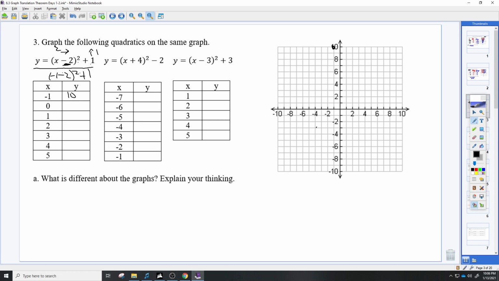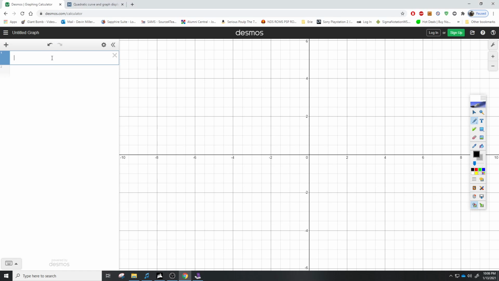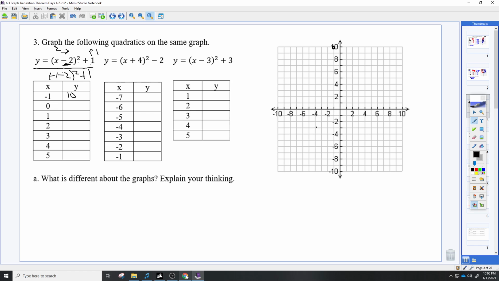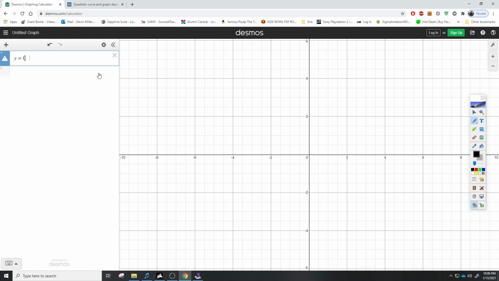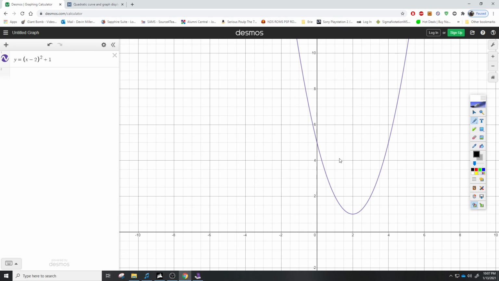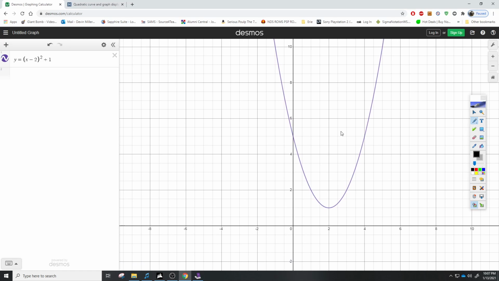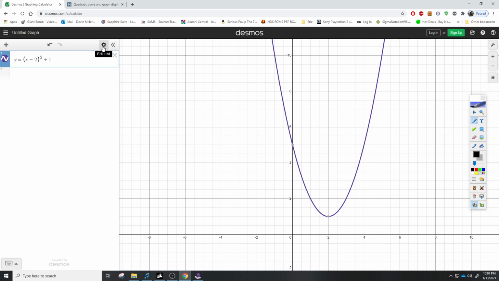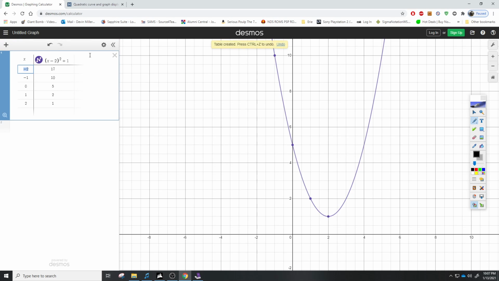And you can keep going. I'm going to put this in Desmos to show you what it looks like. I'm going to type it in there. Y equals, I already forget what it is, x minus 2 squared plus 1. Okay, so parenthesis, x minus 2, parenthesis. And then to get this squared, you do shift 6, 2, hit the arrow over. Was it plus 1? Plus 1. Here we go. You can kind of see it here. Yeah, that's it. And if you want to bring up a table on here, you can hit this little gear here, the edit list. Click on convert to table.